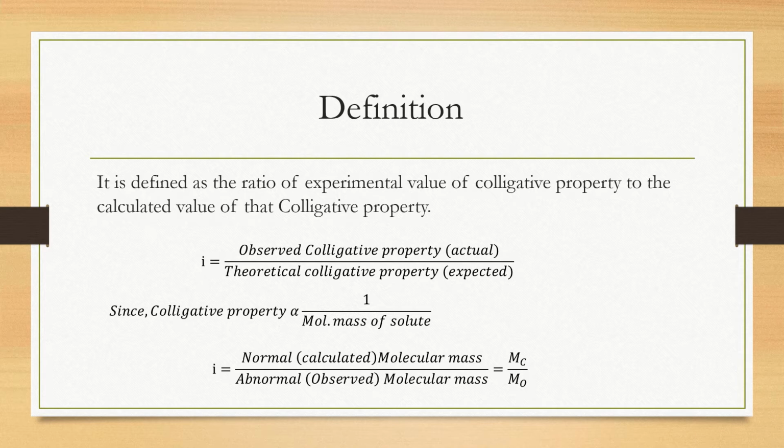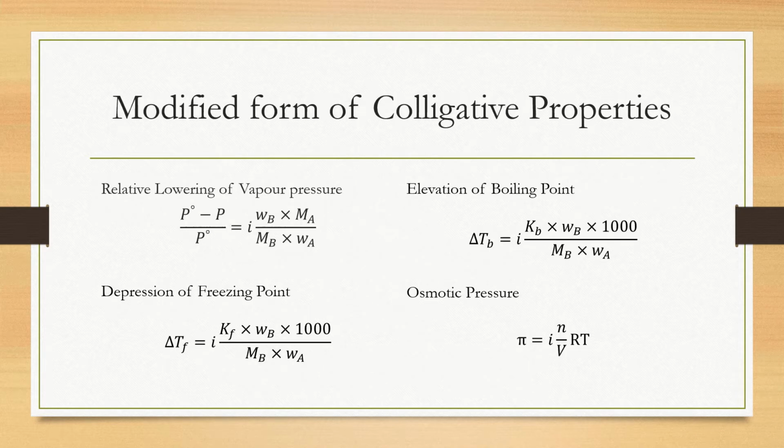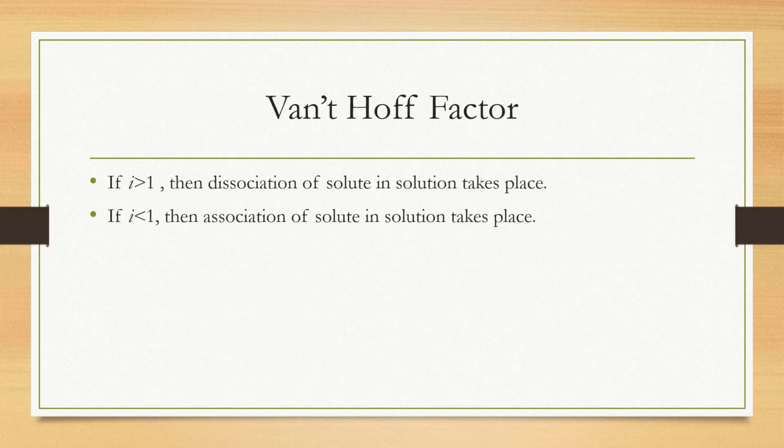For substances undergoing association or dissociation in the solution, the various expressions for the colligative properties are modified as follows. It should be noted here that if Van't Hoff factor i is greater than 1, then there is dissociation of the solute in the solution, and if i is less than 1, the association of the solute in the solution takes place. Now, using Van't Hoff factor, the extent of dissociation or association can be calculated.